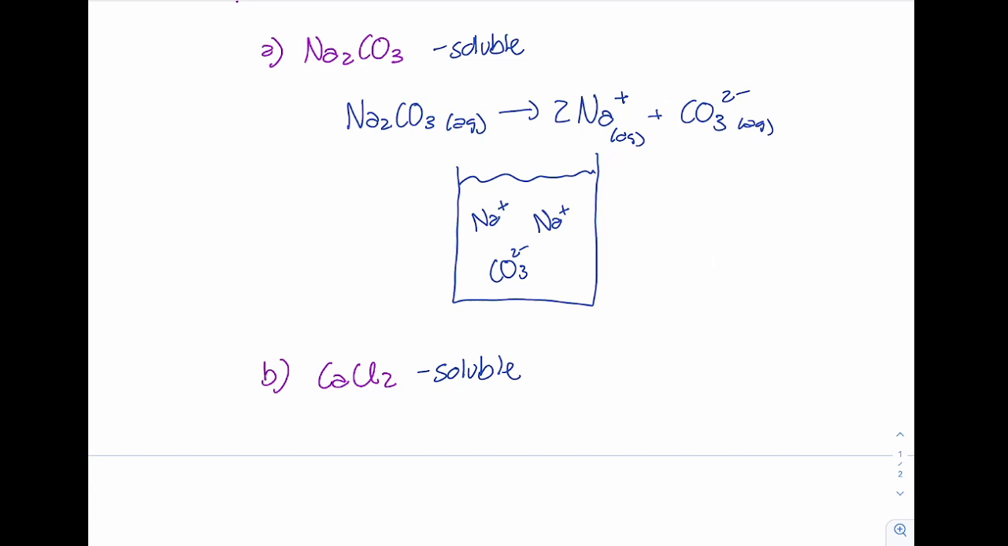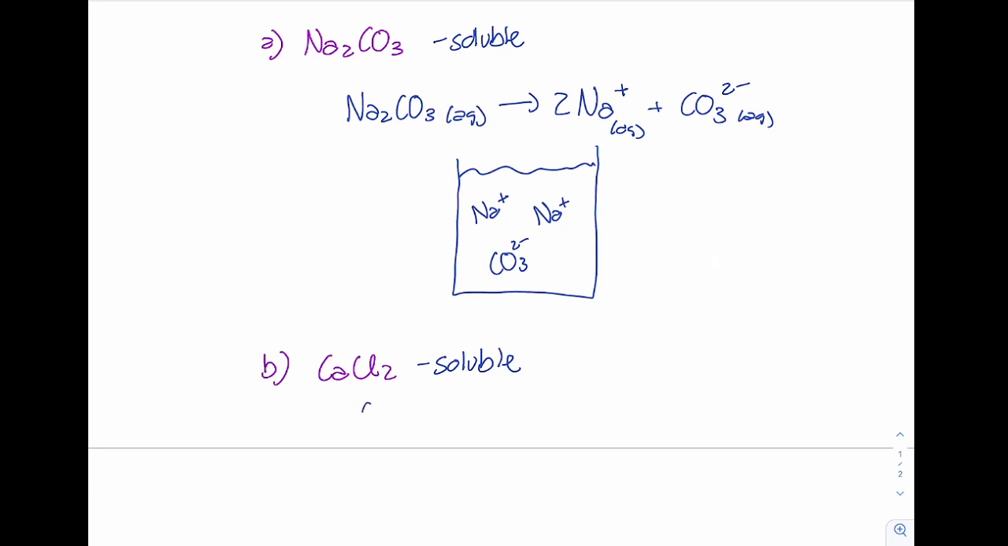There are some exceptions to that. Those exceptions are silver, lead 2+, and then mercury 2+. So if you have silver, which has a +1 charge, lead 2 or mercury 2 ions combined with chloride, bromide, or iodide, it is insoluble. Calcium is not one of those cations, so it is soluble in aqueous solution.